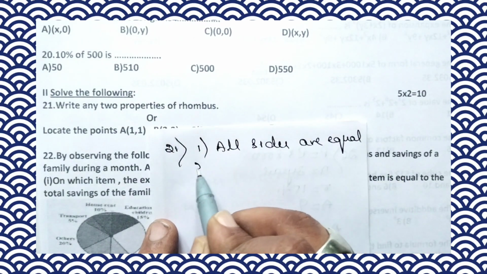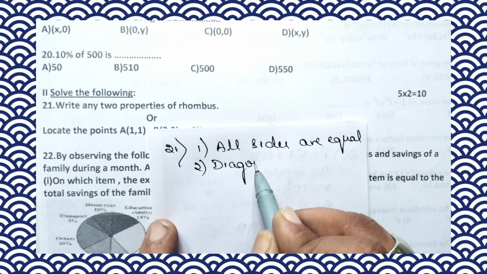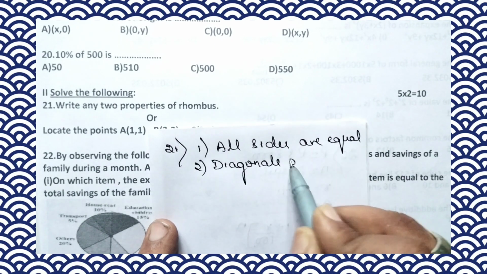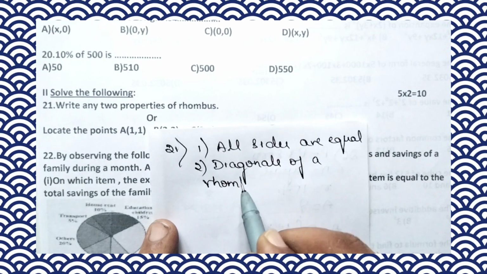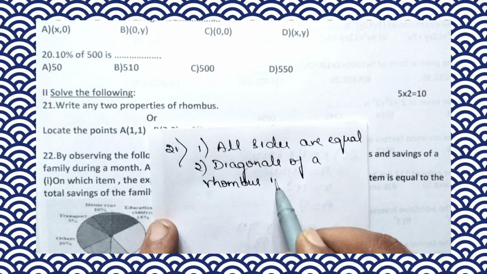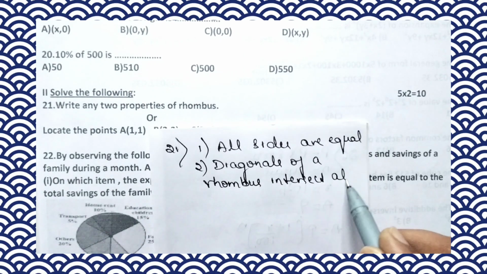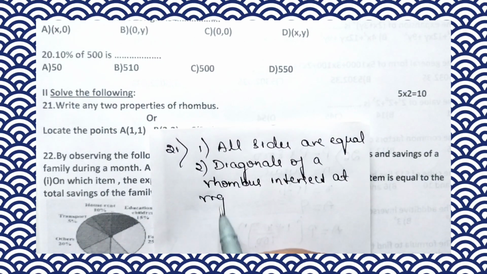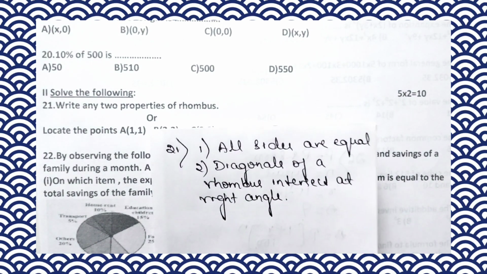This is the first property. The second one is: the diagonals of a rhombus intersect at right angles. So these are the two properties of a rhombus.